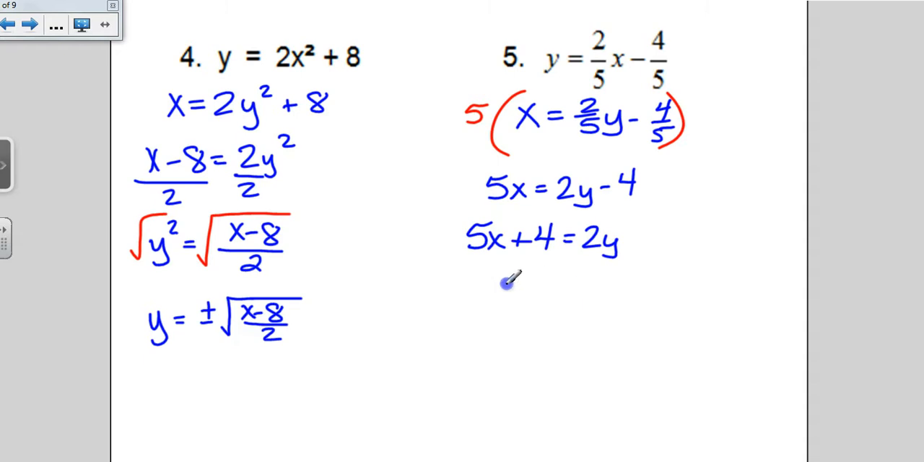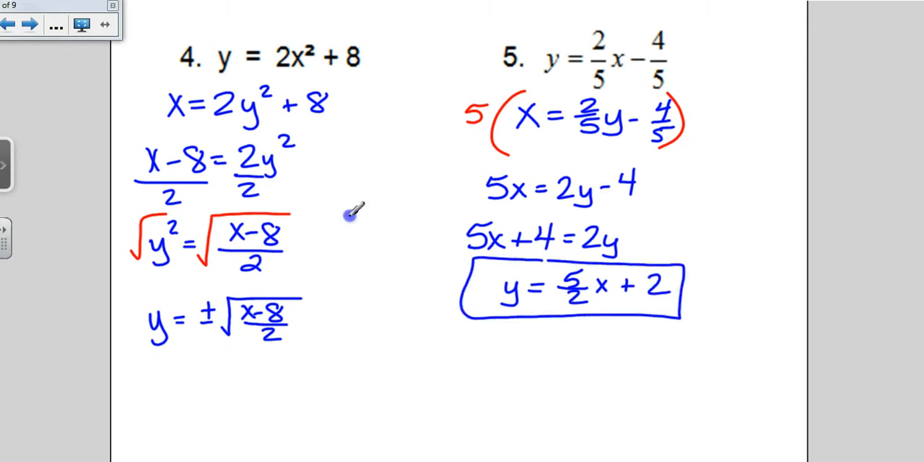And then if I divide everybody by a 2, this is linear, so I'm going to go ahead and simplify it. We have 5/2 x plus 2. And there's your inverse. All right, moving along.